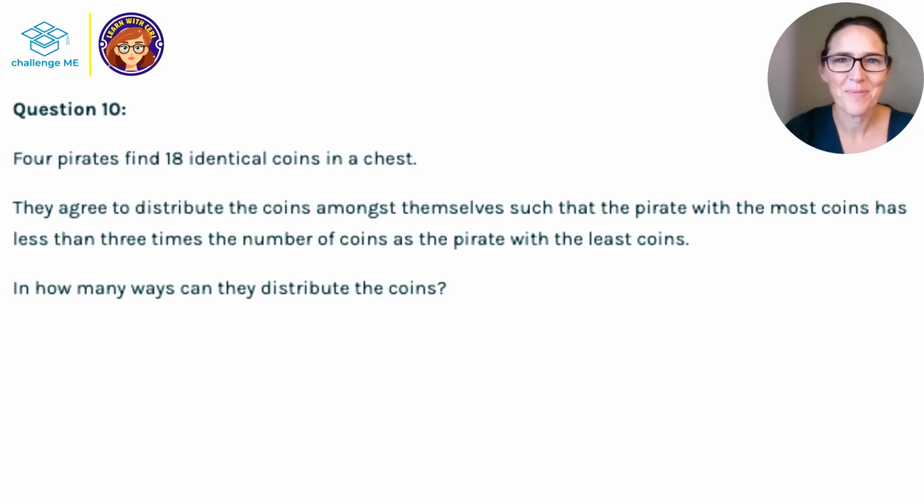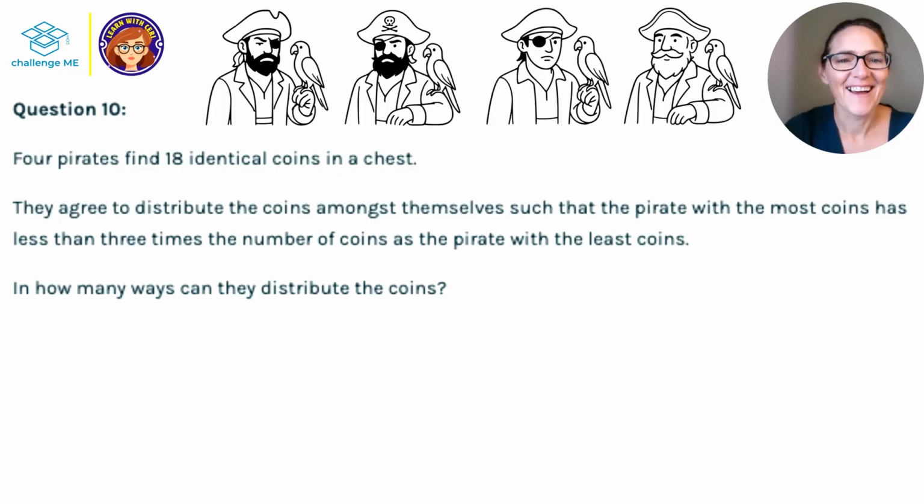Let's have a look at the pirates question. 4 pirates find 18 identical coins in a chest. Here they are. They agree to distribute the coins amongst themselves such that the pirate with the most coins has less than 3 times the number of coins as the pirate with the least coins. In how many ways can they distribute the coins?